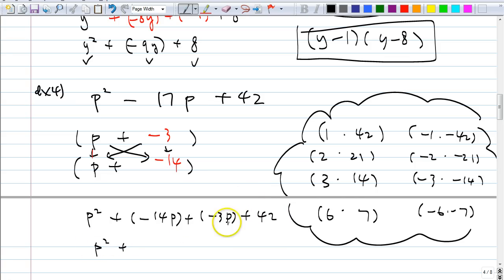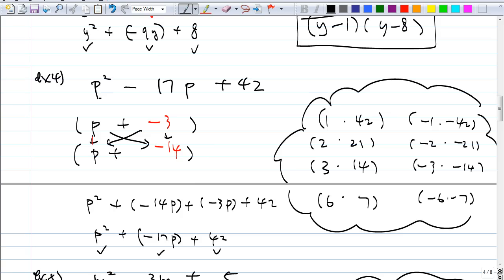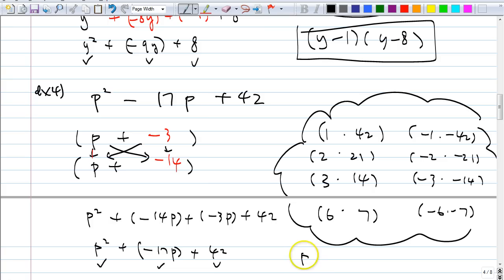Does it work? P squared. What's negative 14p plus 3p? Negative 17p. Is that what we wanted? Good. Plus 42. So that checks, that checks, that checks. You see? So what's your answer? Who could tell me the answer now? Who haven't I called today? Yes, sir. Eric? P plus negative 3 and P plus negative 14. Oh, let's just write it as p minus 3. Is that okay? P minus 3 times what? P minus 14.